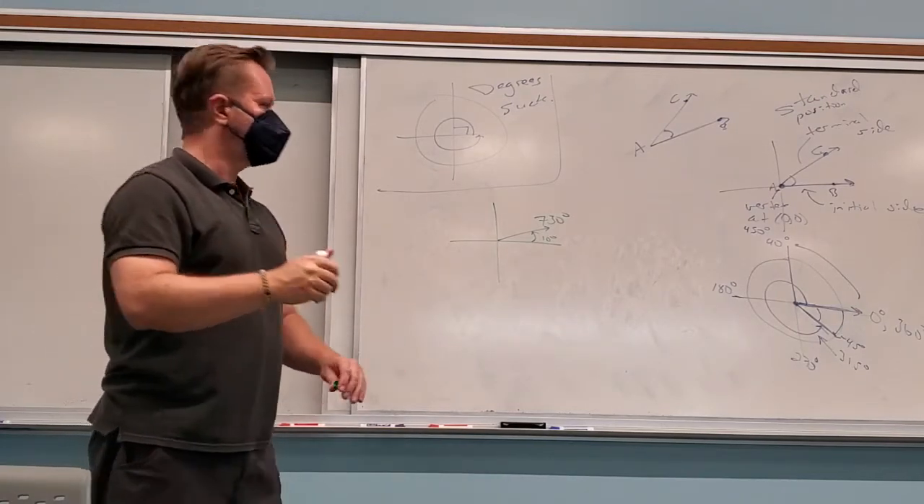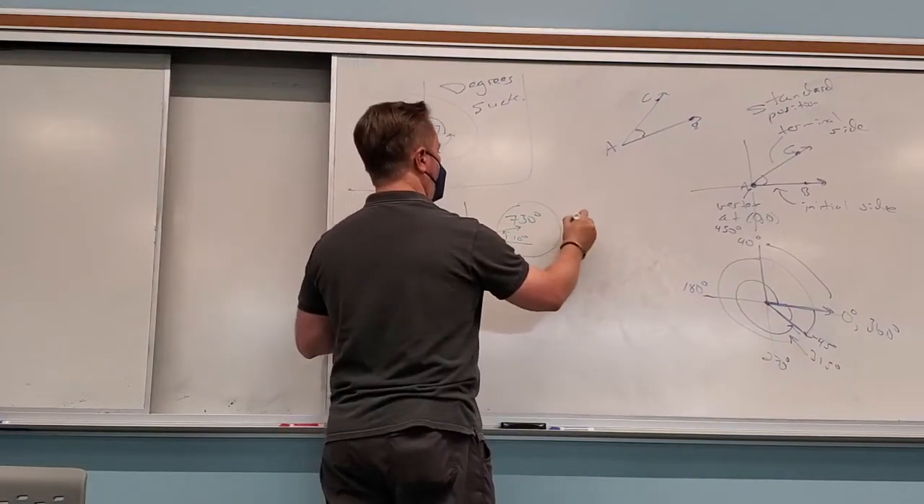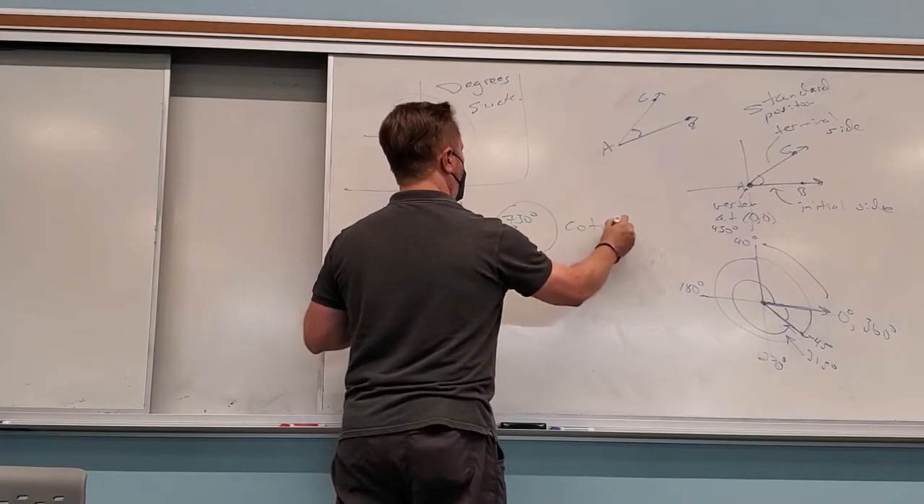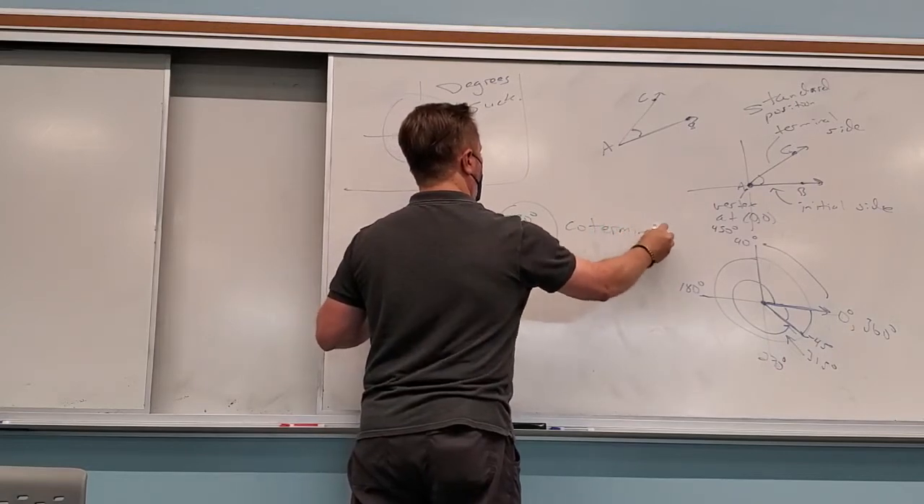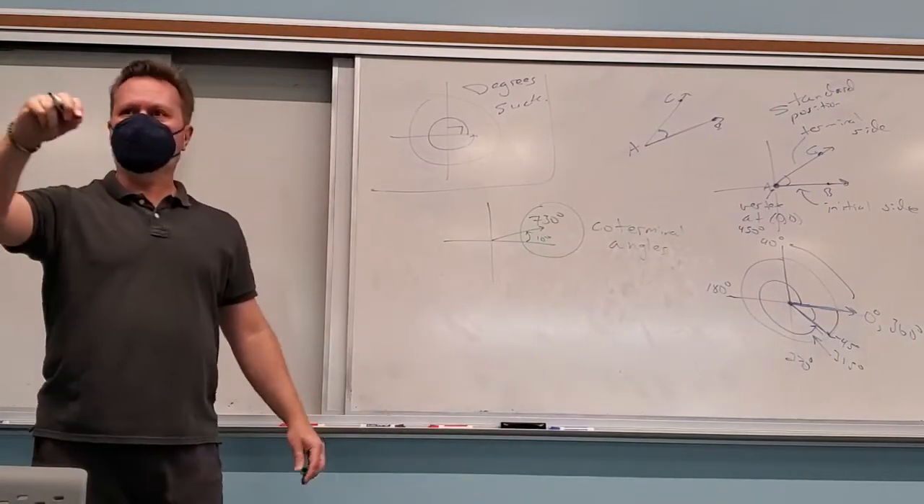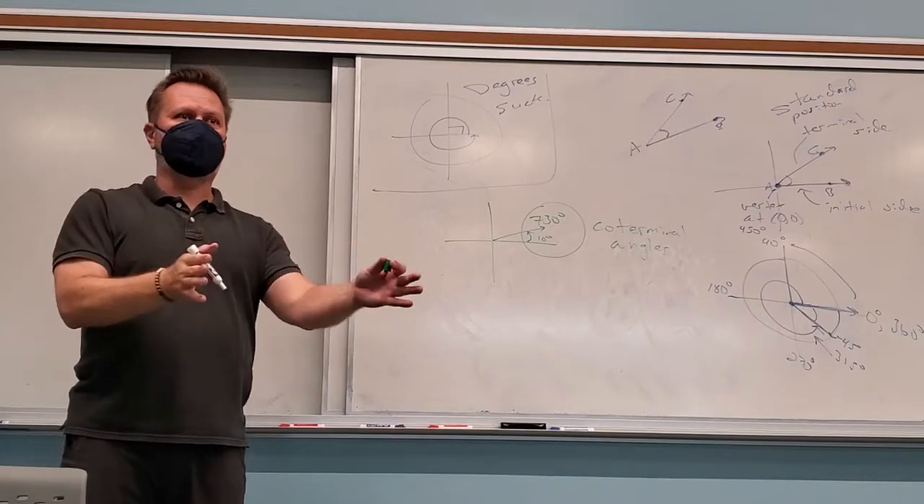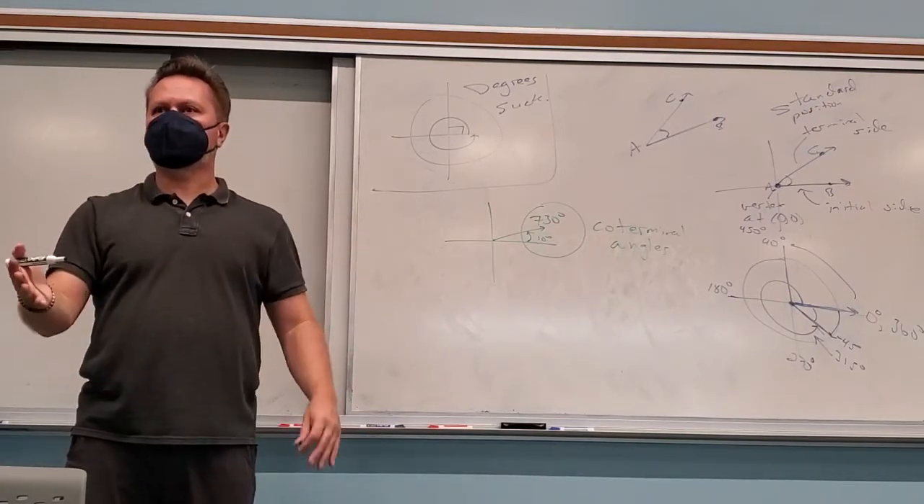It's not too bad. So what we call these two, let's see if this makes sense to you: we call these co-terminal angles. They both terminate, both end in the same place.